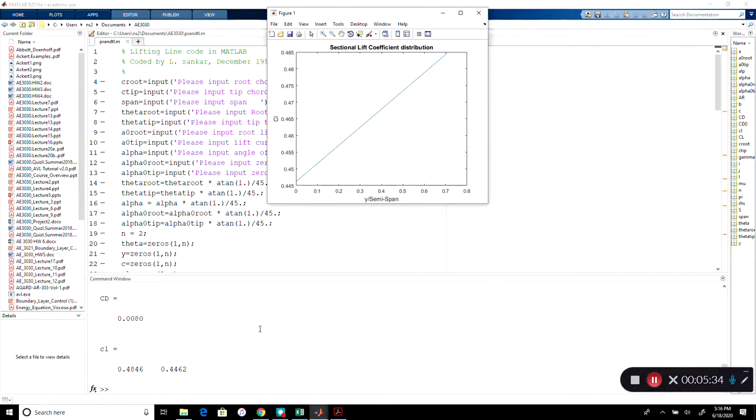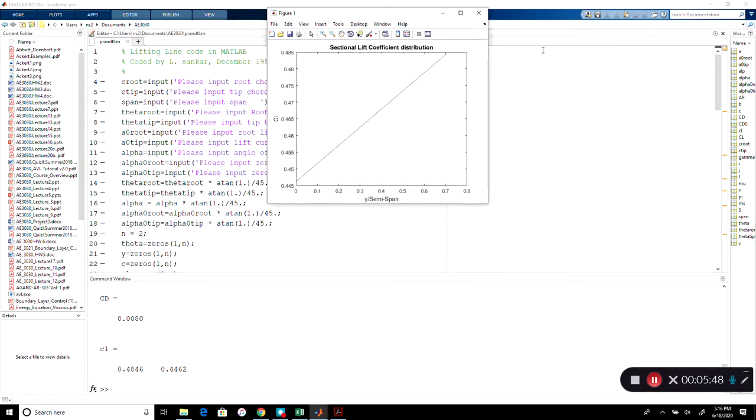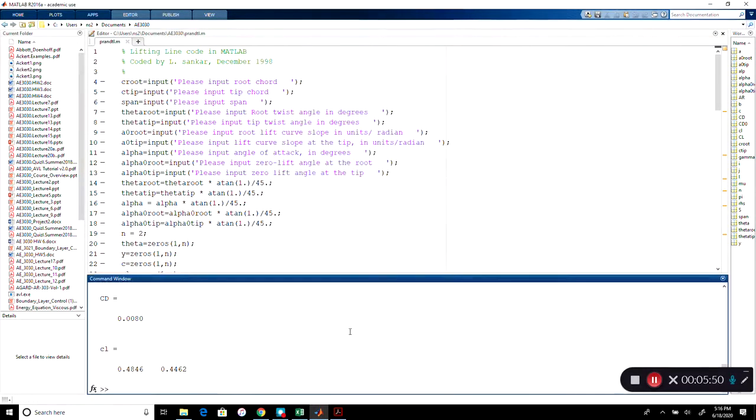Okay. I just have two terms, so the lift distribution looks like two points, so this graph is not very meaningful. So let's minimize it. Let's even close the graph. Let's look at the CD.